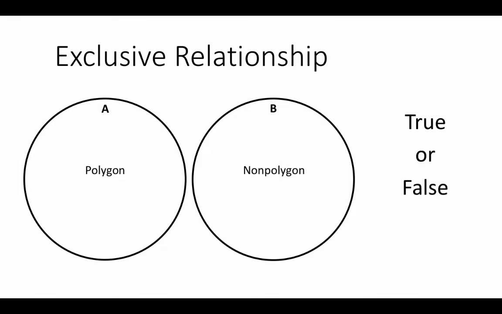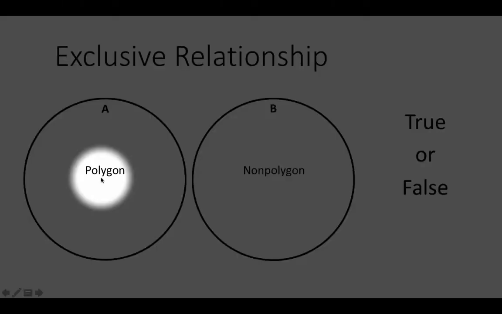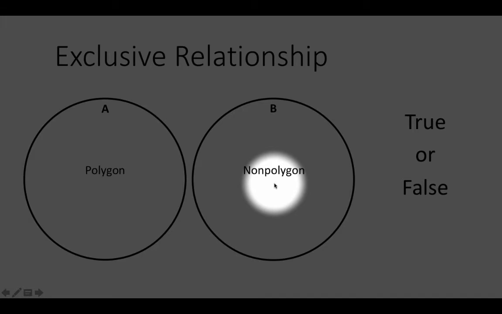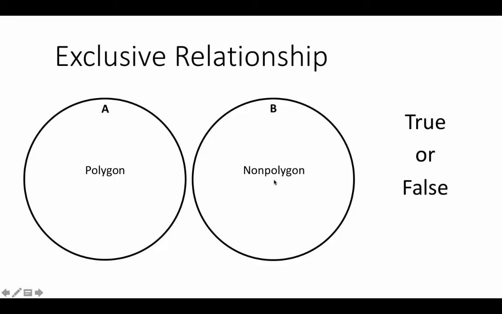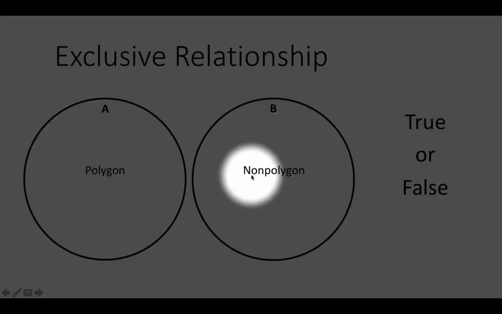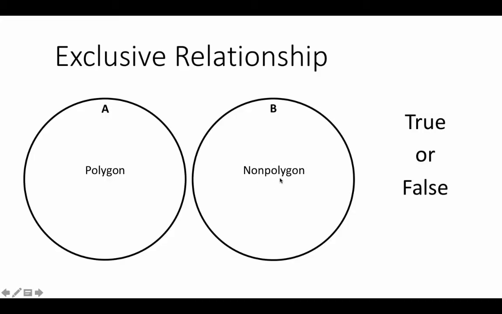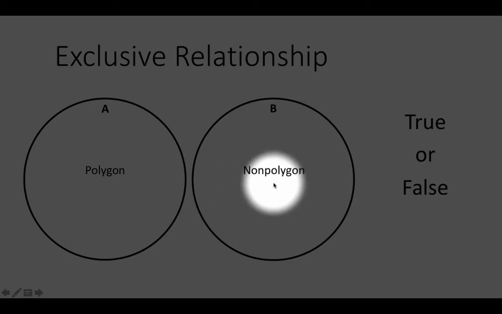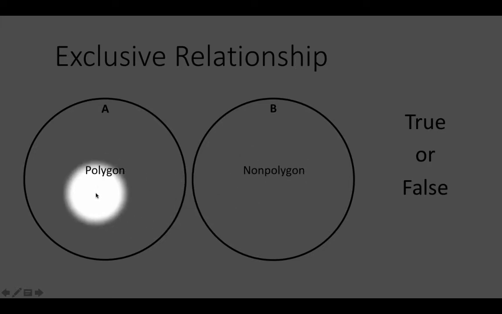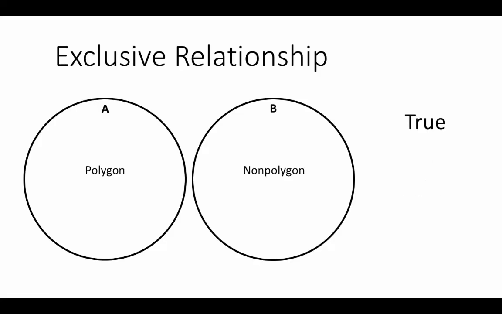How about polygon and non-polygon? If you are a polygon, can you be a non-polygon? No, you can't. In fact, non-polygon means not a polygon. So if you are a non-polygon, can you be a polygon? No. So it's true that polygon and non-polygon is an exclusive relationship. These two categories of geometric figures are exclusive.